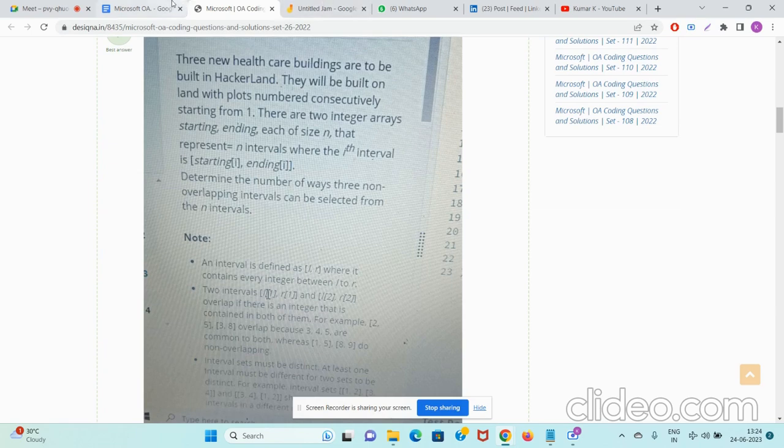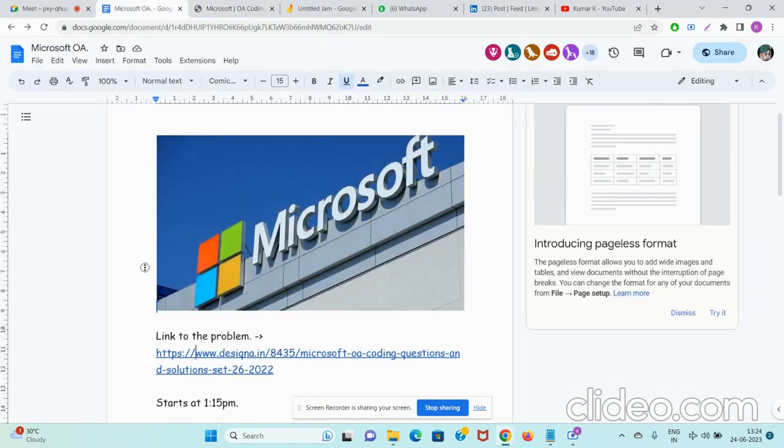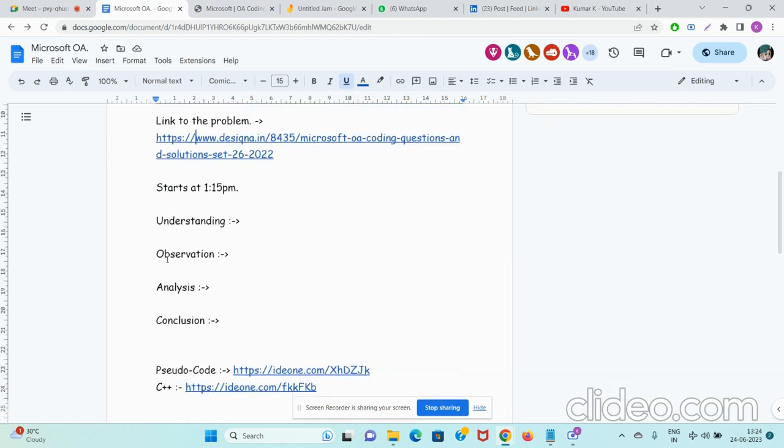So guys, always remember, first, we will not directly discuss the question and the solution. First, we will discuss the understanding. Then I will do observation with all of you. Then we will do some analysis. Then we will do the conclusion. Once all of that is done, we will discuss the code and solution. Okay, guys. So first, let's clear up the understanding.